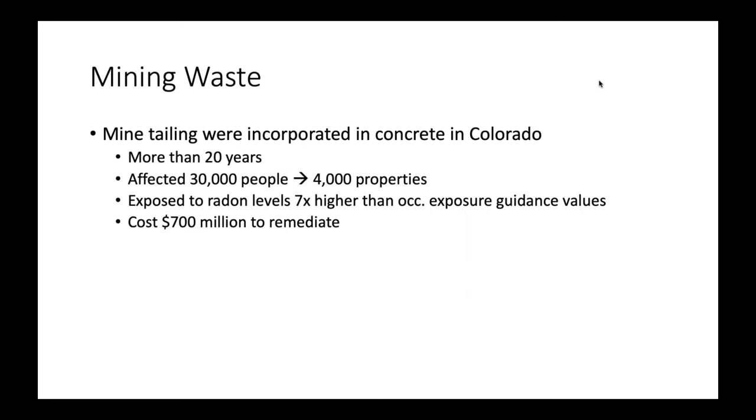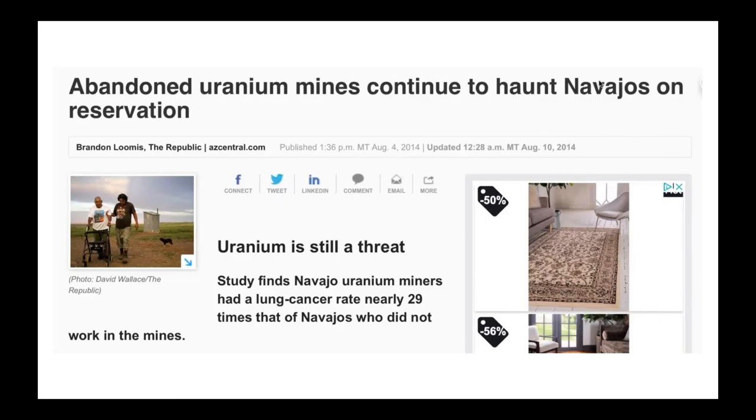Okay, let's see. Mine tailings, as I said, are waste, so they wind up being used as materials to combine with, say, cement to make concrete and so on. They were incorporated into concrete for some buildings in Colorado. Okay, $700 million to remediate the materials that they wound up using. Again, abandoned uranium mines continue to cause problems on these reservations.